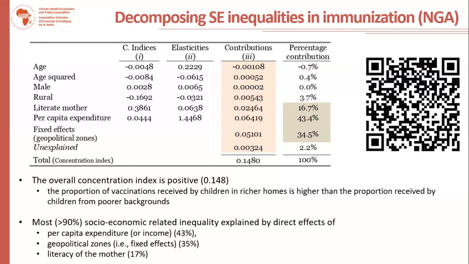That's a positive index, which means the proportion of vaccinations received by children in richer households is higher than that received by children from poorer backgrounds. Most socioeconomic-related inequalities are explained by the direct effects of per capita expenditure, literacy of mothers, and the geographic zone that people come from.